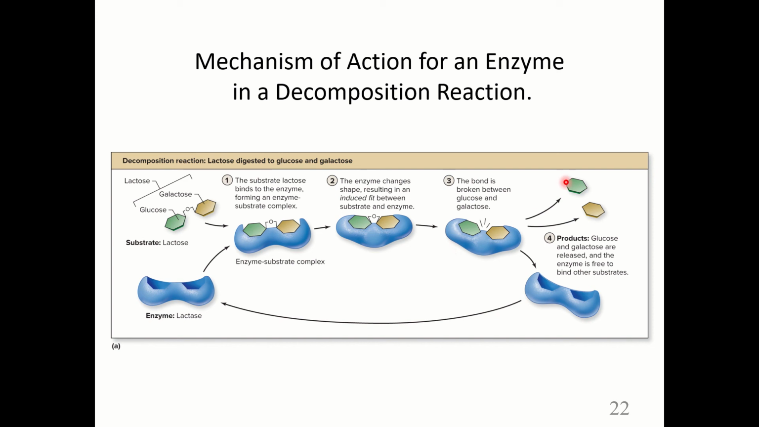The products will be a monomer of glucose and a monomer of galactose. In step 4, these products are released, and the enzyme is free to bind to other substrates. But remember, this enzyme is specific to lactose, and thus will only bind to lactose substrate.